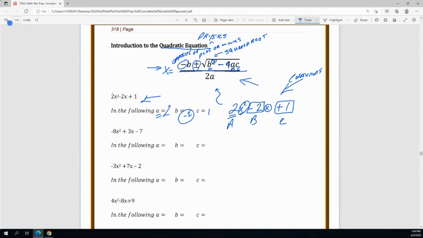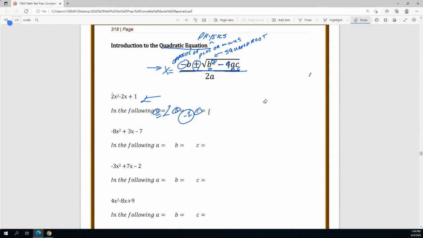So let's go through. The A is coming from the term that is squared. The B is coming from the variable just by itself. And the C is the number left at the end. So now we're going to rewrite the quadratic equation, and then replace the A's with 2, the B's with negative 2, and the C's with a positive 1. So I'm going to go ahead and erase this. Now, this takes a lot of space. So when you're doing this, it's quite a lot.